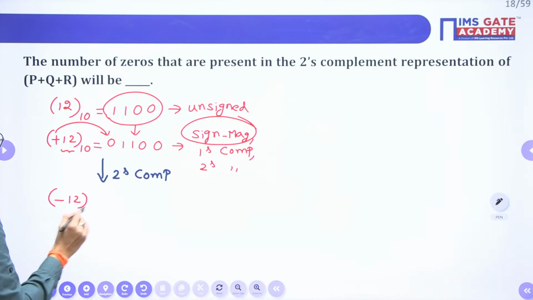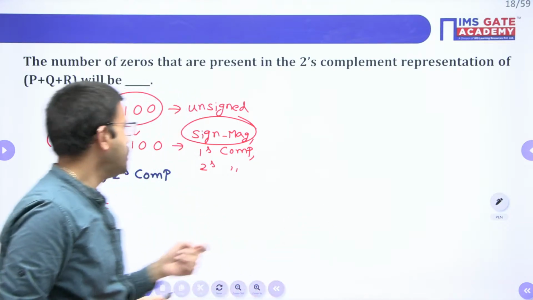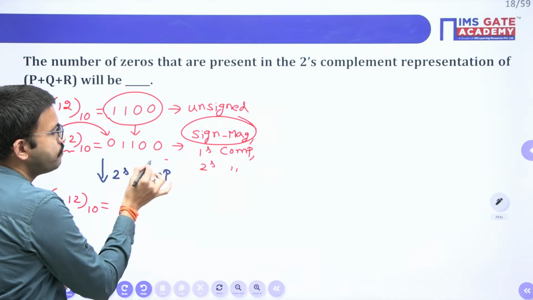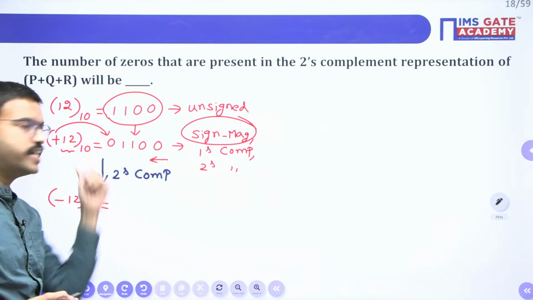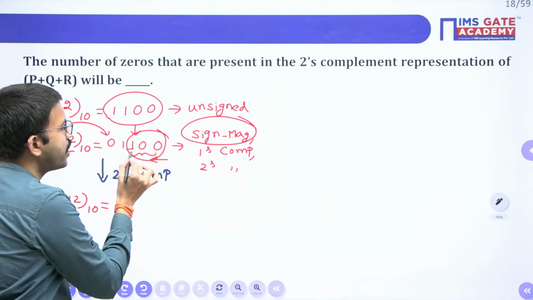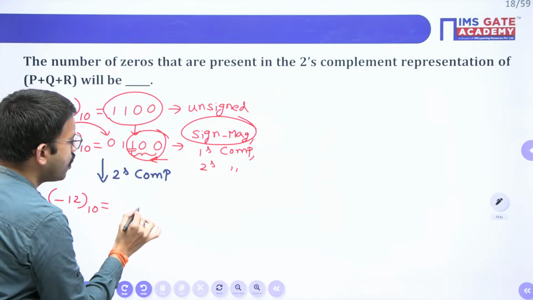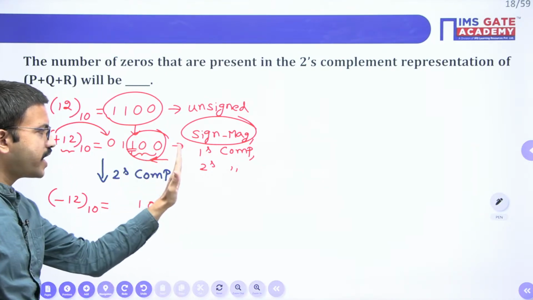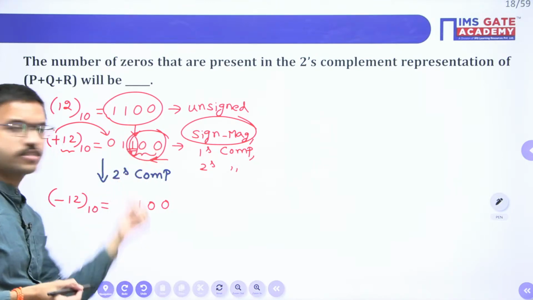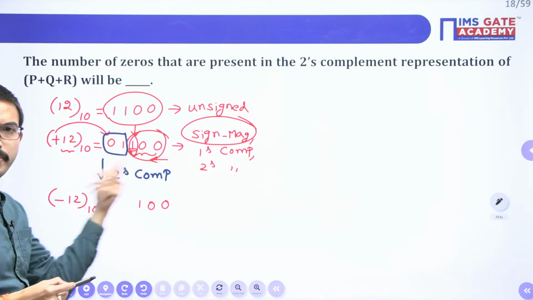Regarding 2's complement, previously I discussed one method, adding 1 to the 1's complement. Now I am discussing one more shortcut. Start from the right hand side and go towards the left till you get the first 1. See, the first time I am getting 1 here. Copy all those bits as it is. Then the remaining bits you just complement.